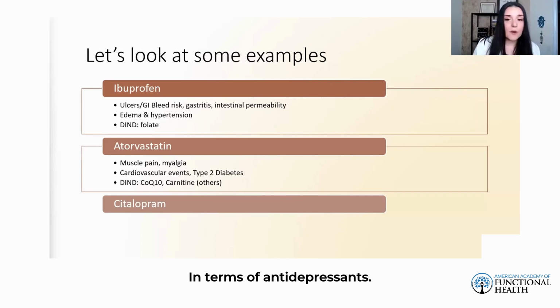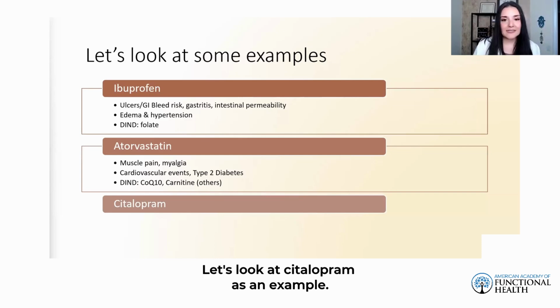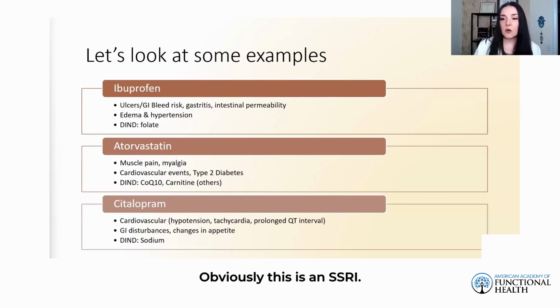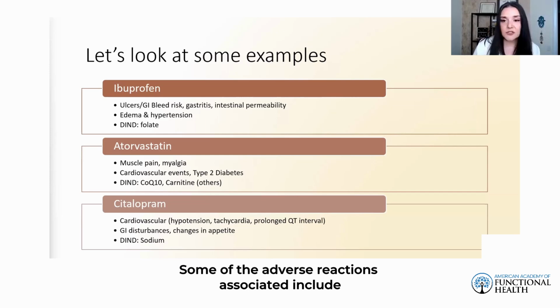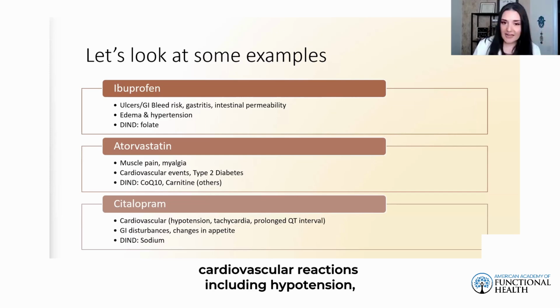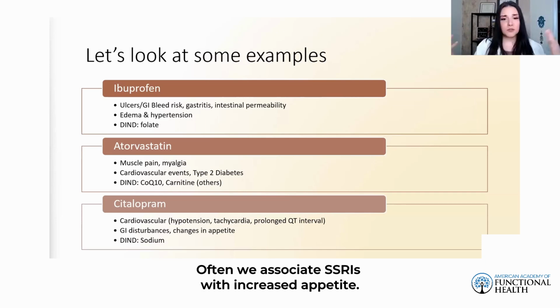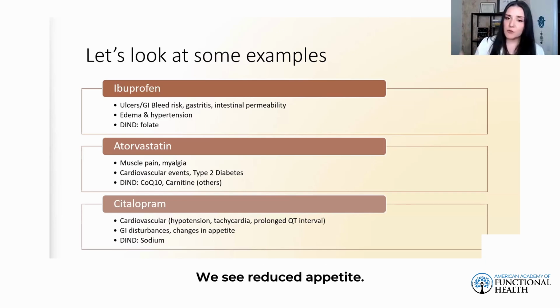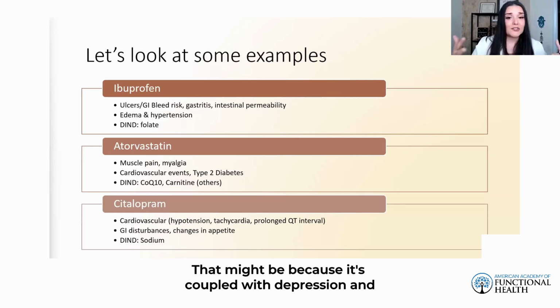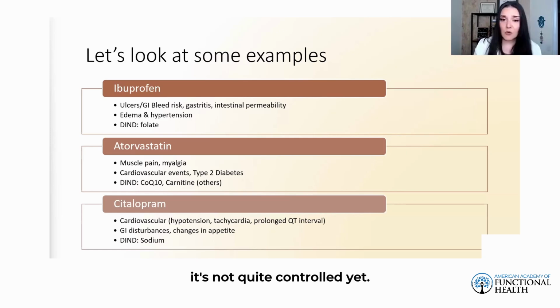In terms of antidepressants, let's look at citalopram as an example. Obviously, this is an SSRI. Some of the adverse reactions associated include cardiovascular reactions, including hypotension, tachycardia, and prolonged QT interval, GI disturbances, and changes in appetite. Often we associate SSRIs with increased appetite. Sometimes we see the opposite. We see reduced appetite. That might be because it's coupled with depression and it's not quite controlled yet.